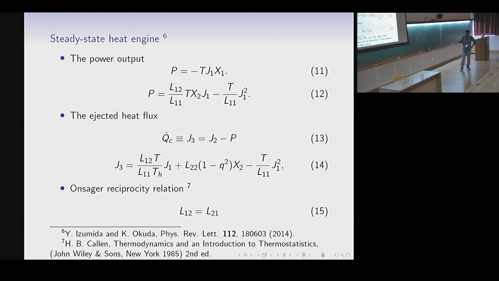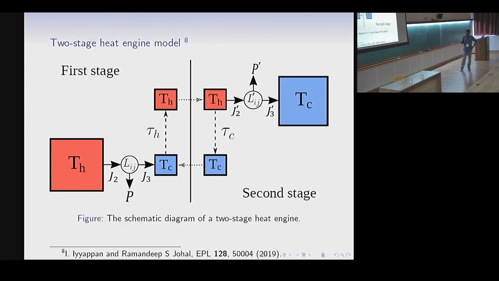Again, we rewrite the power output in terms of the force and flux, and we calculate the ejected heat from the first law of thermodynamics. In our calculation, we use the Onsager time reversal symmetric condition. After setting up this basic equation, we study our model.